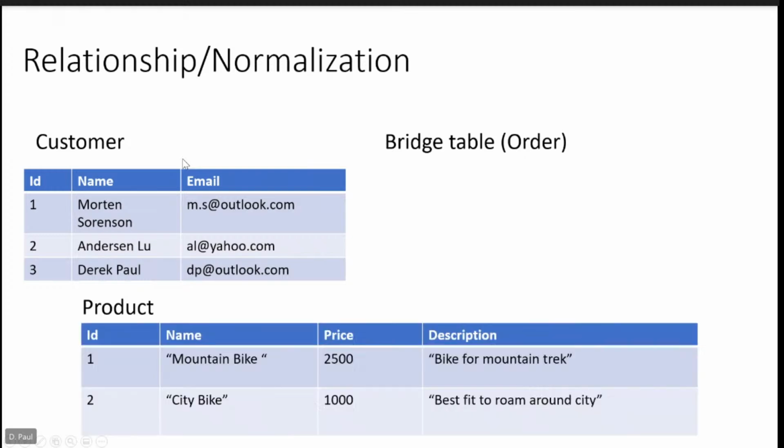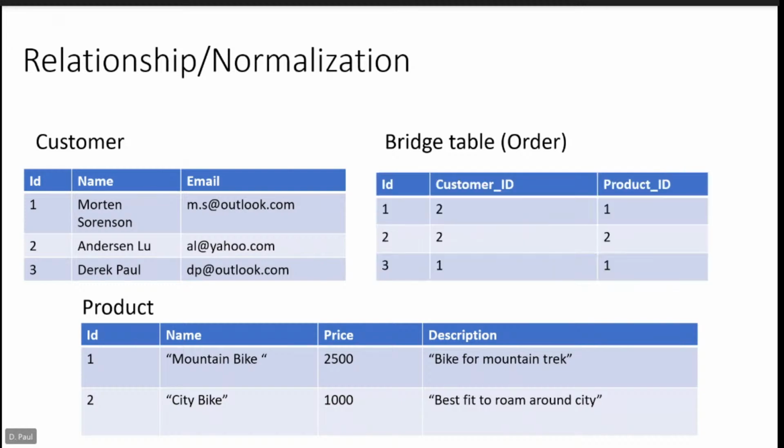Also, for example, think about the product table. You list all the products inside your product table. So you can have a customer table and a product table, but it still doesn't really make sense. It doesn't provide any business value until you say, okay, this customer bought this product. Then it makes complete sense. So you need to make the bridge between these two.